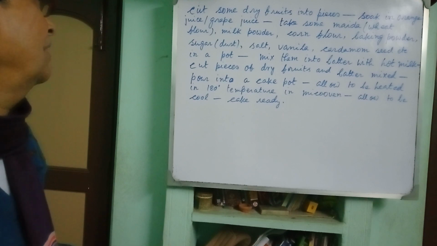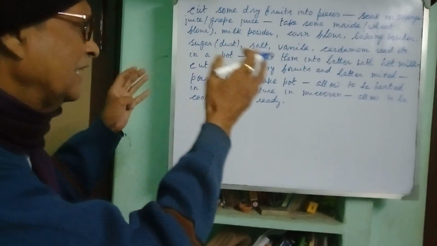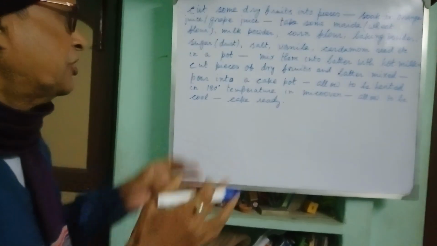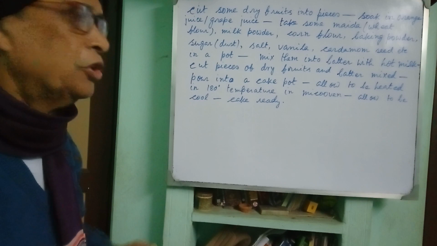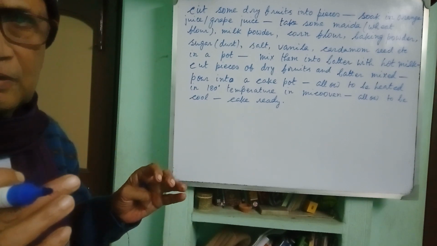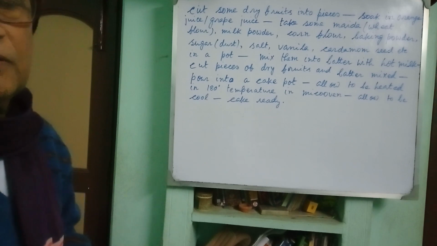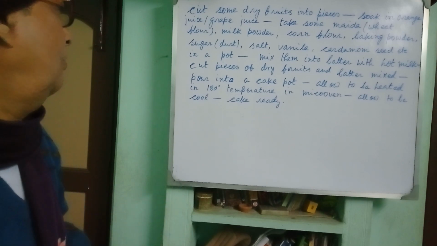Then those cut fruits and all these ingredients are mixed into a batter with hot milk. It must be made into batter in the presence of hot milk. Okay?